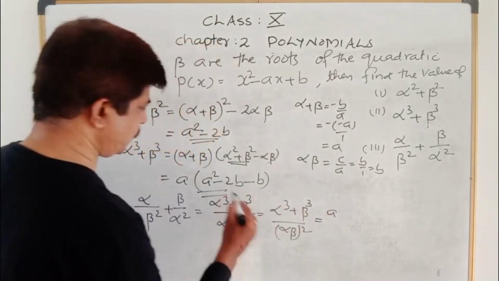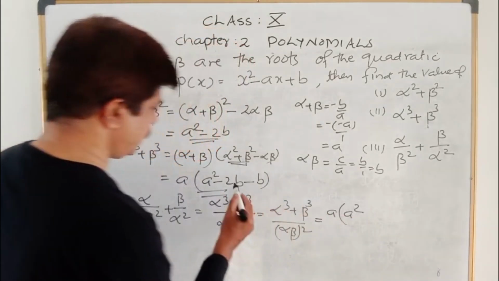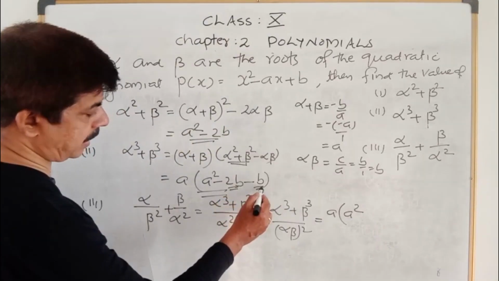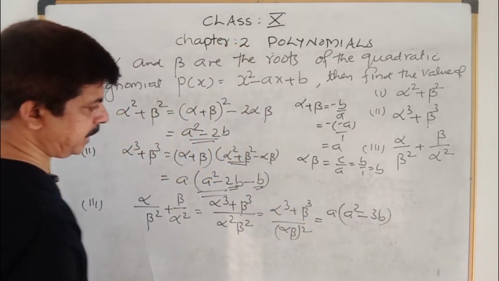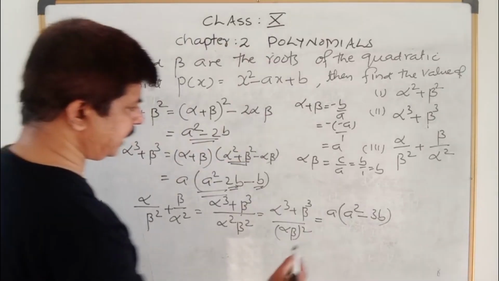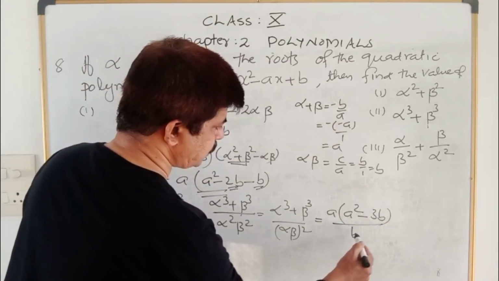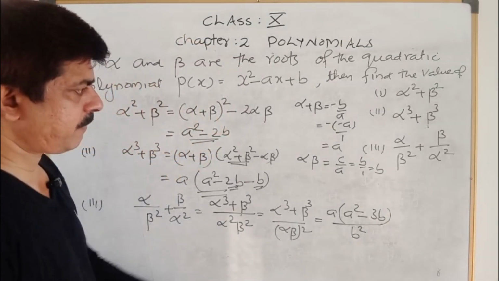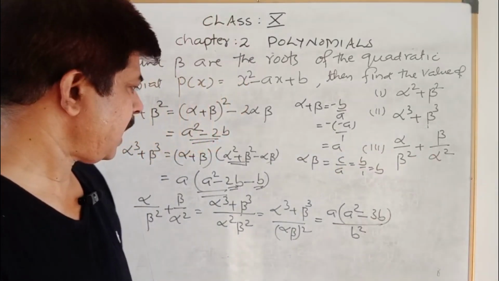So we substitute this a into a square minus 2b and minus b, which can be simplified and written as minus 3b, right? So in the denominator we use the value of alpha beta. What is the value of alpha beta? It is b. So it comes b square. This is the value of alpha by beta square plus beta by alpha square.